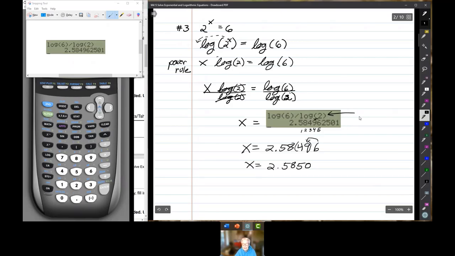Yes, okay. X times log 6 minus x times log 2. See, once you get used to doing it, it doesn't really take that long. Equals 2 log 2. Now we have a GCF, x, times log 6 minus log 2.